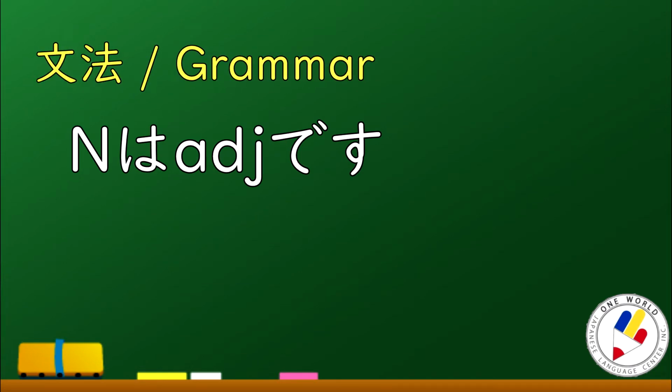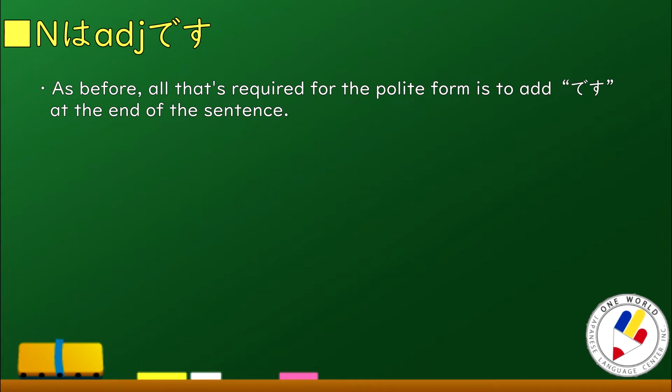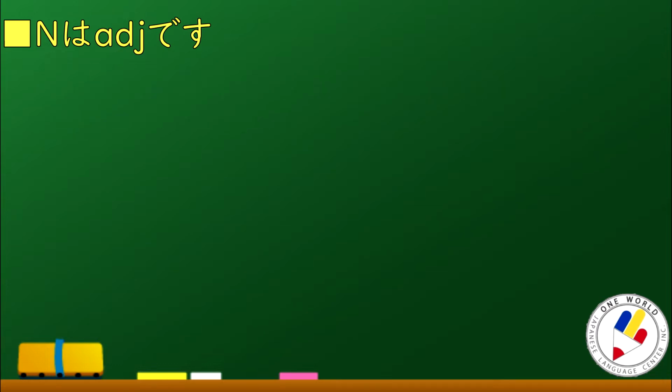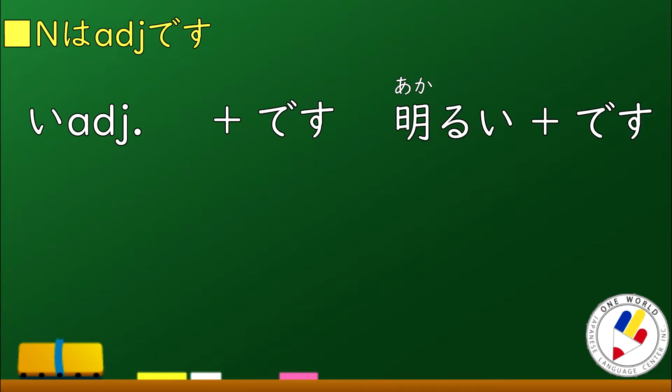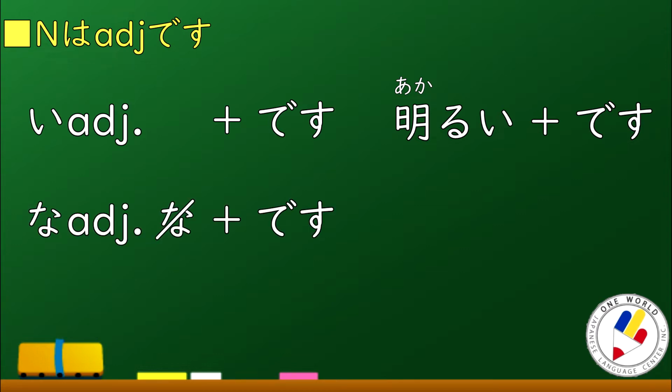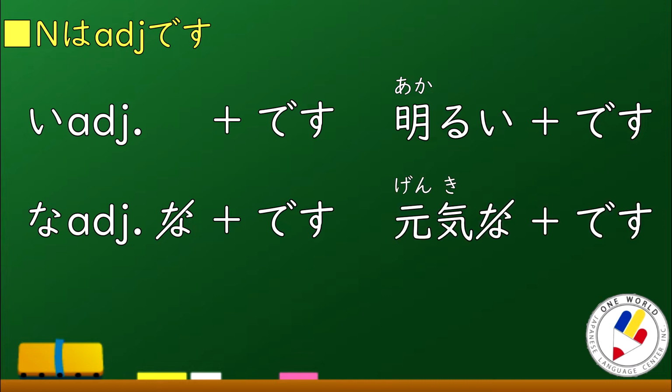Let's study noun wa, adjective desu. As before, all that's required for the polite form is to add desu at the end of the sentence. For example, I adjective plus desu, akarui desu. Na adjective plus desu, genki desu. You should not put na.